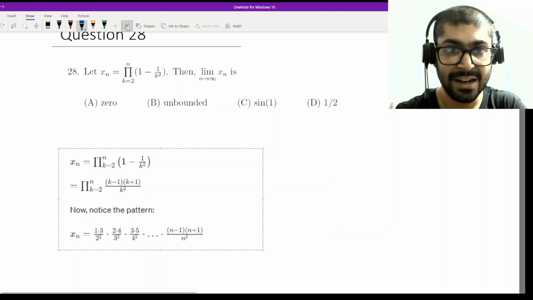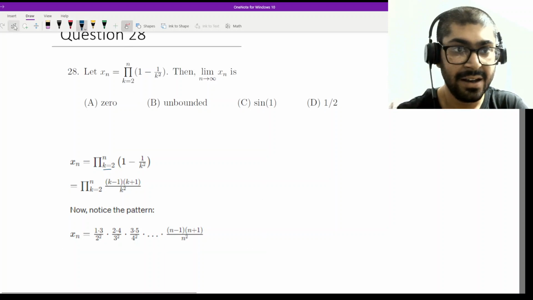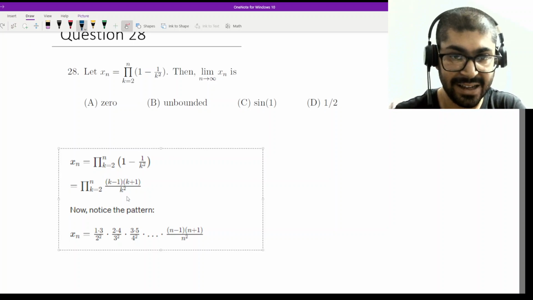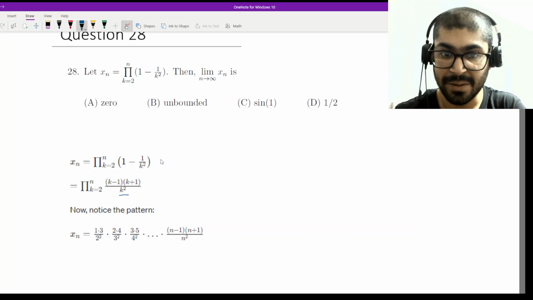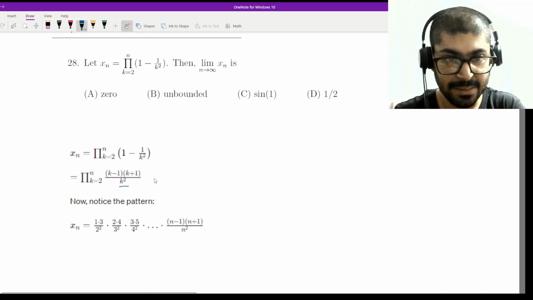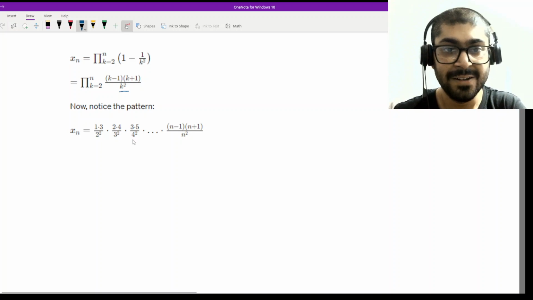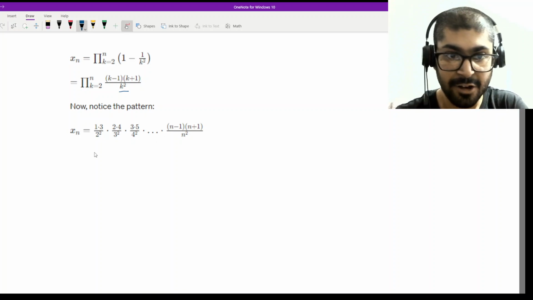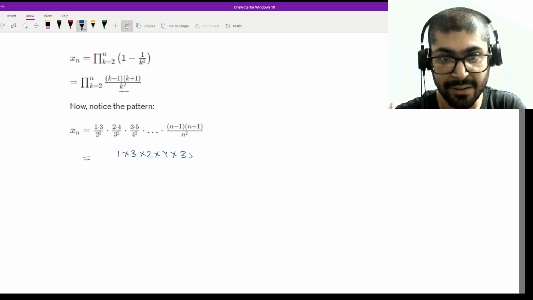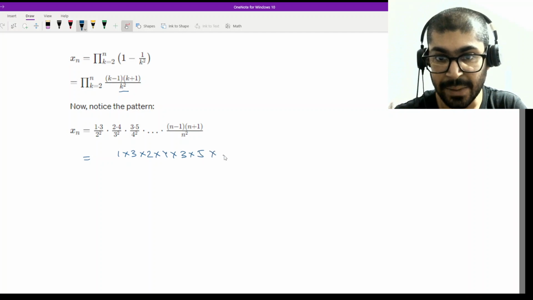So if xn is equal to the product over k equals 2 to n, then I have 1 minus 1 over k square. I can take the LCM as k square, and then it will be k square minus 1, right? K square minus 1 can be broken down as k minus 1 into k plus 1, the simple formula. Now you can notice the pattern. This is the pattern that we have. So how do the first few terms look like? I have 1 into 3, 2 into 4, 3 into 5. Like these will repeat till towards the end.